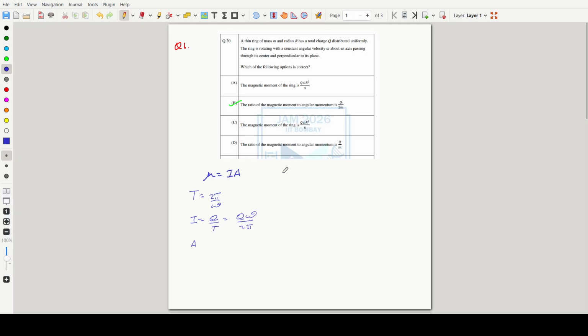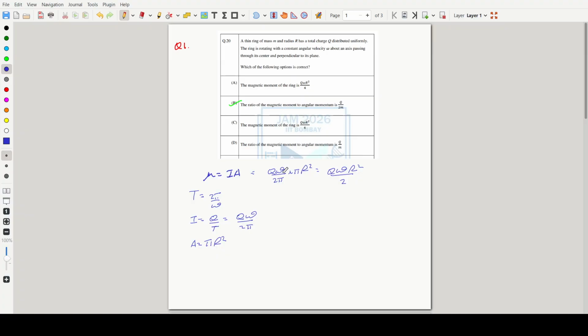And the area of the ring is pi r square. So my mu is Q omega by 2 pi times pi r square, which is Q omega r square by 2, which doesn't match option A or C. So yeah, options A and C are incorrect.